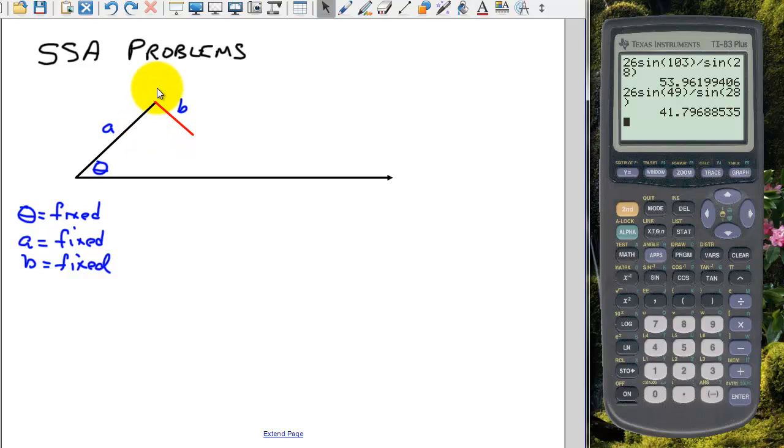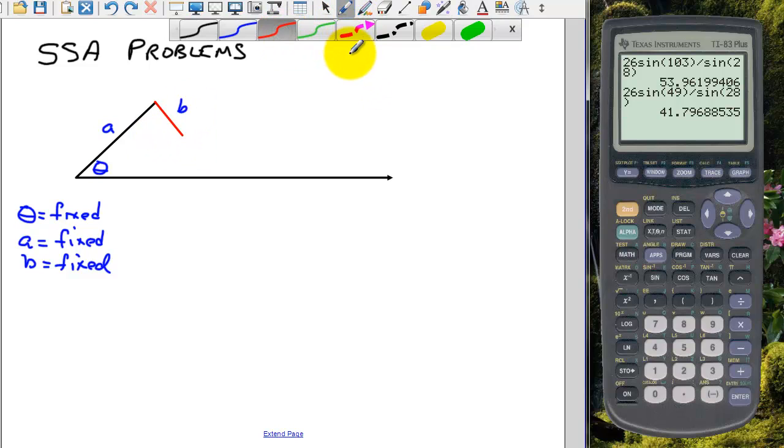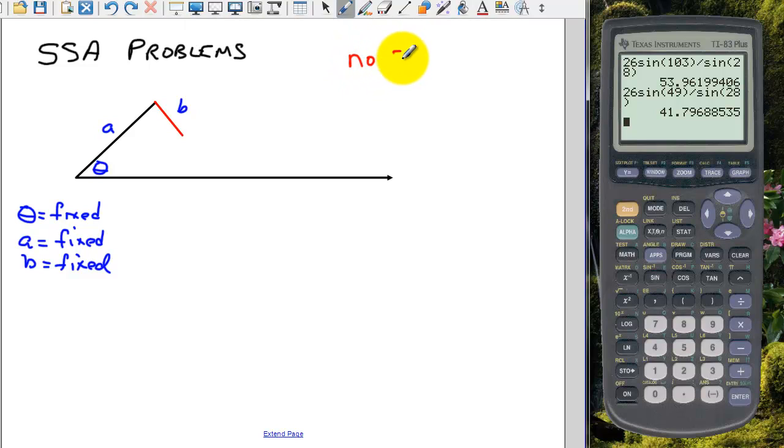Now the issue with side-side-angle is we have a lot of different situations that can happen. So if B is too short, we have a situation that's shown here, and you can see I cannot form an angle. I have a dangling side here. Now you have to pretend that, remember, B was given as fixed. So one possibility is that we could have no solution. Now let's assume B was longer.